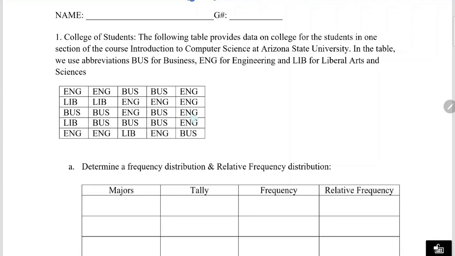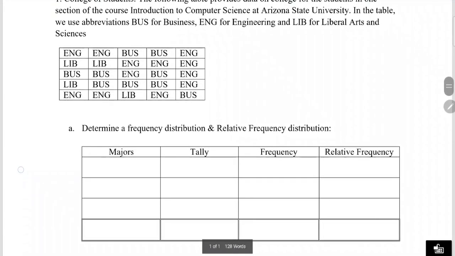Okay, so we have the data given to us. ENG again stands for engineering, LIB for liberal arts, and BUS for business. And I believe a sample of students were asked, what is your major? And these were the responses which appear to us as raw data. So we have to go ahead and organize the data in a frequency table.